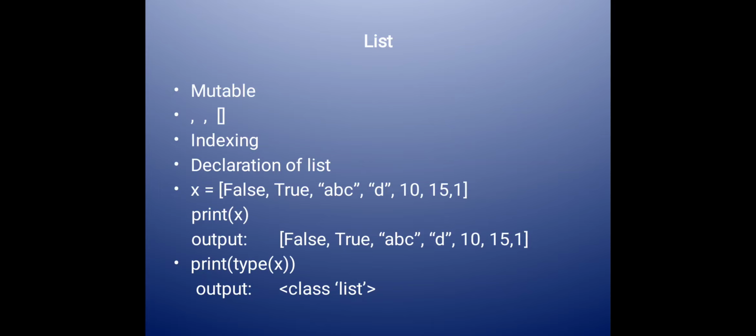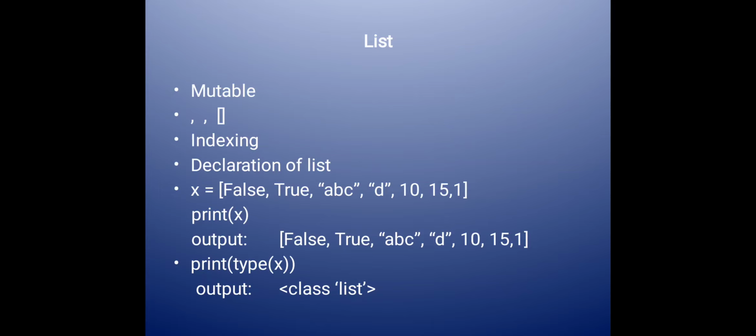So coming to the first example, x is equal to a list containing values False, True, 'ABC', 'D', 10, 15, 1. From this also we can understand that this list is having values of different types. Boolean is there, string is there, integer is there. And print x, output: False, True, ABC, D, 10, 15, 1.